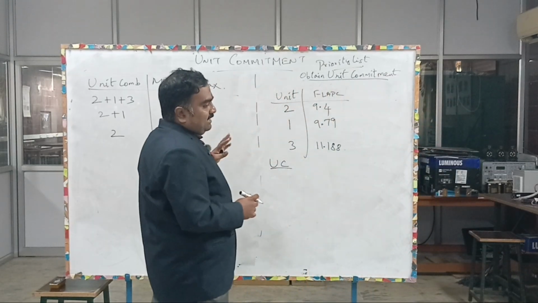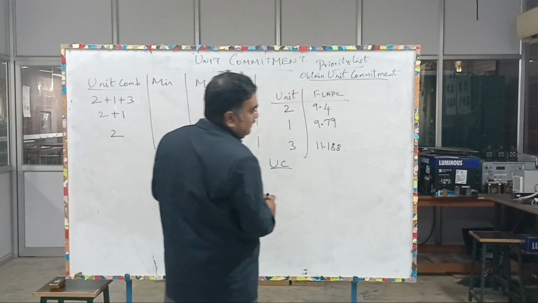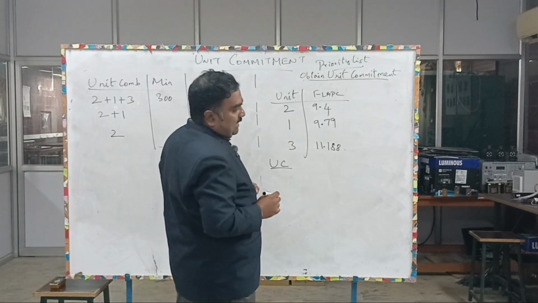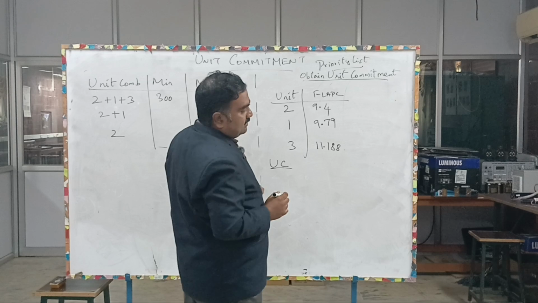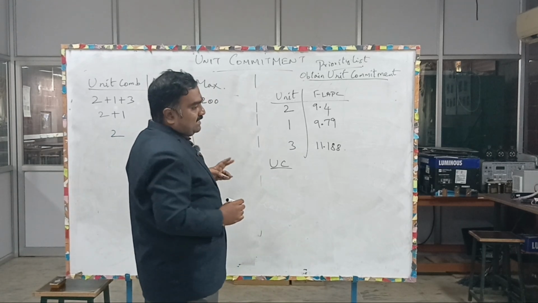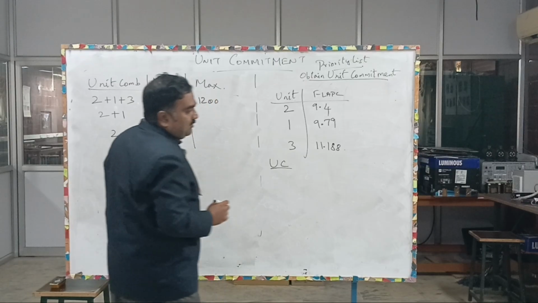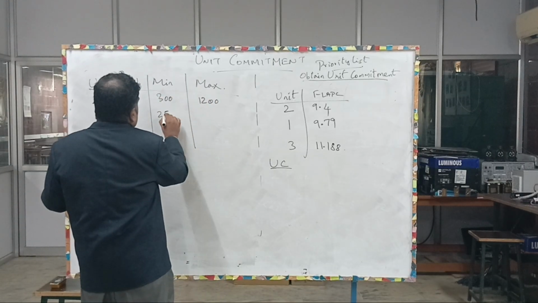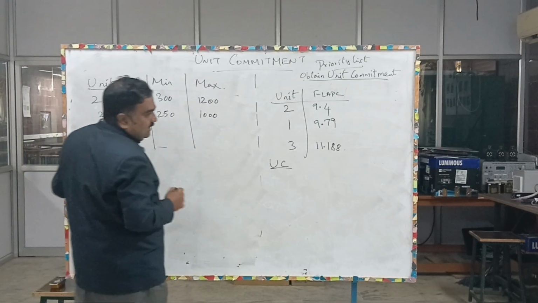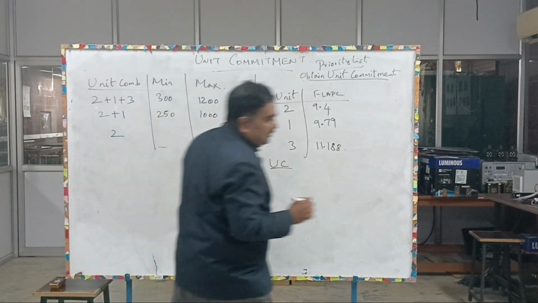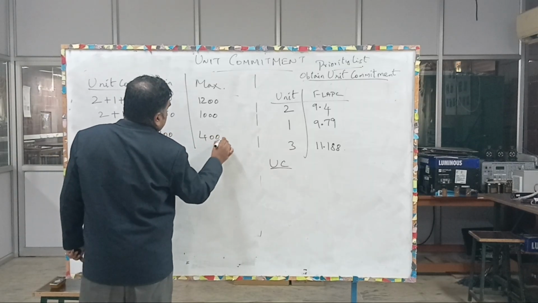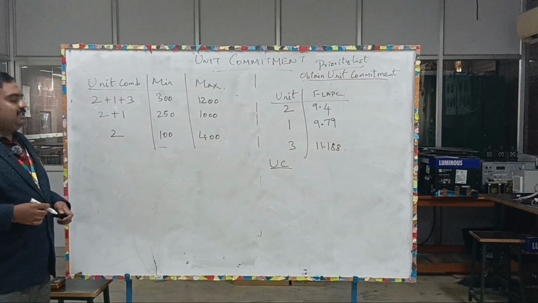If you use all the 3 generators, the minimum combination will be 300, the maximum combination will be 1200. If you use the first and second generator alone, the minimum combination will be 250, the maximum combination will be 1000. If you use generator 2 alone, the minimum combination would be 100 and the maximum combination would be 400. You have to write down this.